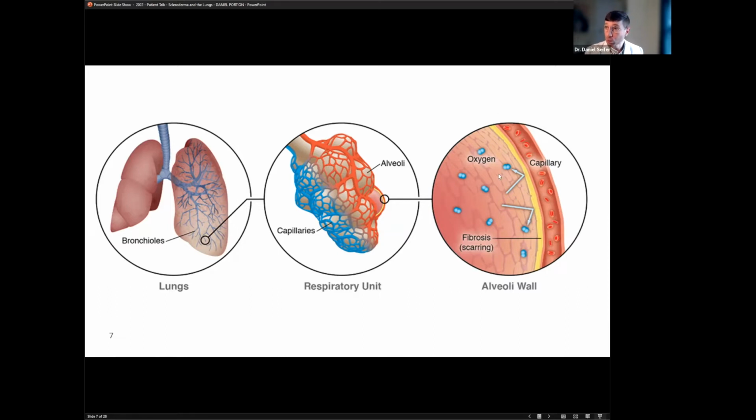And what's the problem? Why this is potentially fatal is when that part of the body takes damage, and eventually, if it does turn into scar because of that damage, it can't do its job anymore. Those gases can't pass through that wall. It's too thick now.